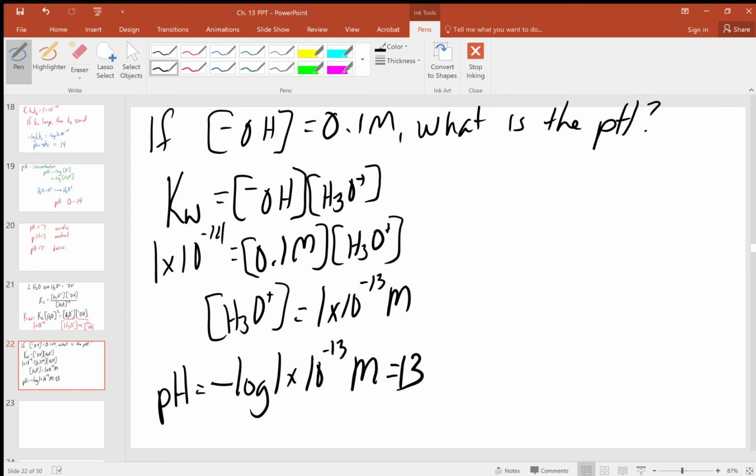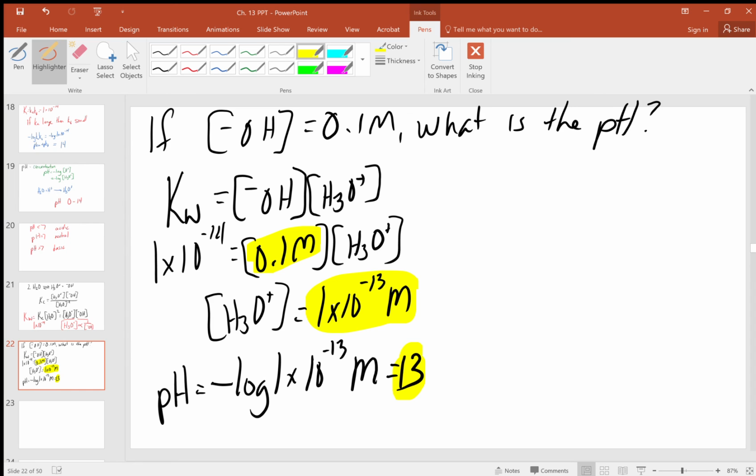Now, does that answer make sense? Hopefully the answer is that yes, it does make sense. Why is that? Well, if the concentration of the base is 0.1, that's much, much larger than the concentration of the acid, which is 1 times 10 to the minus 13. So this is a solution that is mostly basic and therefore should have a basic pH.